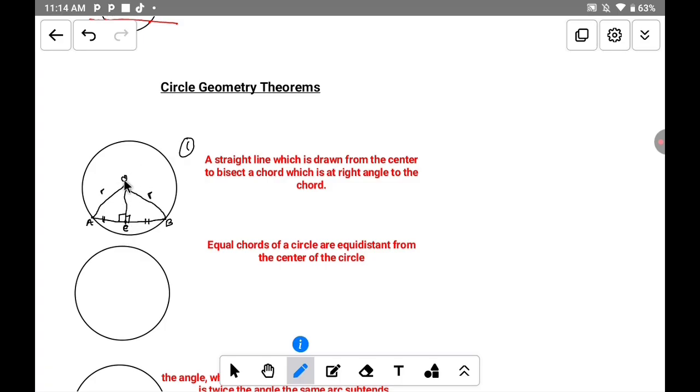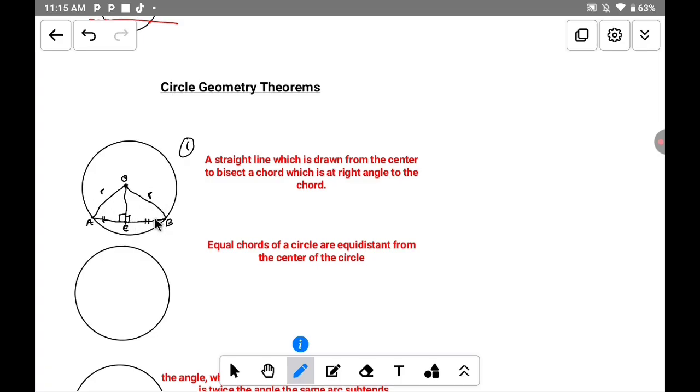Now, if we're given a question that looks like this and we'd like to solve it, and an angle is given at this place, you know that this part and this part are equal, because the radius is the radius. You can also use an isosceles triangle to solve it. An isosceles triangle has two sides equal. This side and this side are equal.